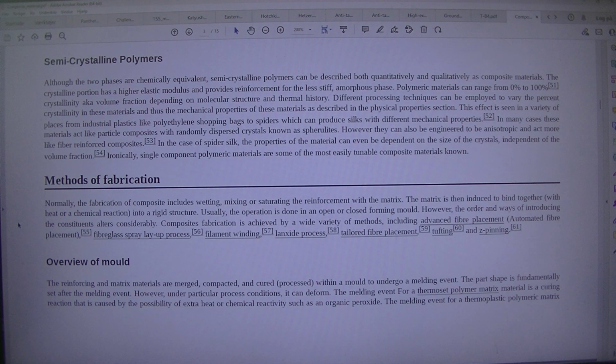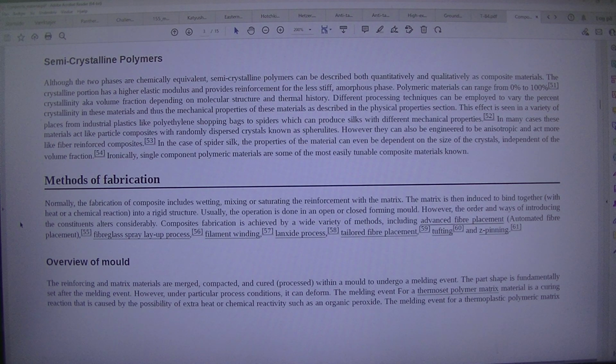Methods of fabrication. Normally, the fabrication of composite includes wetting, mixing or saturating the reinforcement with the matrix. The matrix is then induced to bind together, with heat or a chemical reaction, into a rigid structure. Usually, the operation is done in an open or closed forming mold. However, the order and ways of introducing constituents alters considerably. Composites fabrication is achieved by a wide variety of methods, including advanced fiber placement, automated fiber placement.